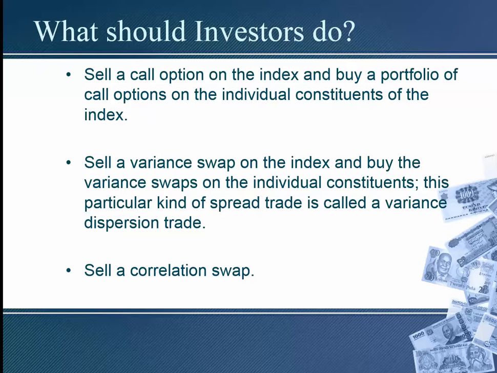Now, what should investors do exactly with regards to this type of analysis? Well, you can sell a call option on the index and buy a portfolio of call options on the individual constituents of the index. You can sell a variance swap on the index and buy the variance swaps on the individual constituents. This particular kind of spread trade is called a variance dispersion trade. And you can sell a correlation swap.